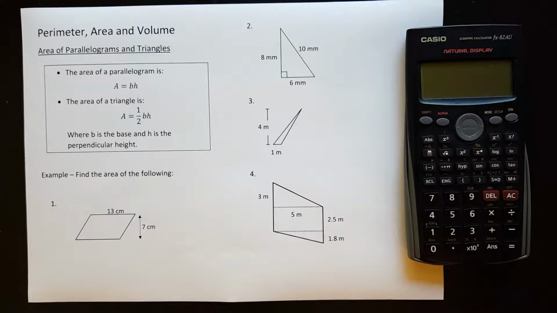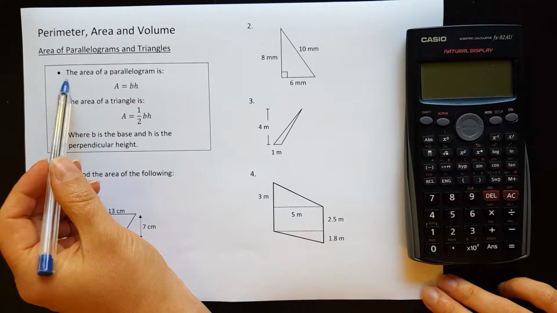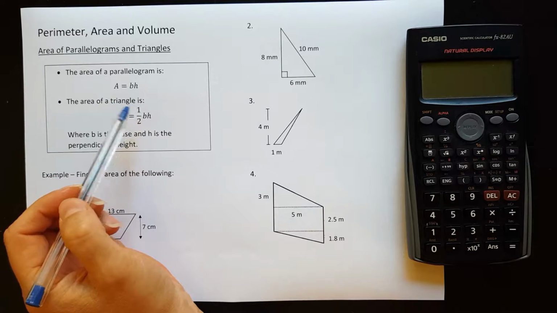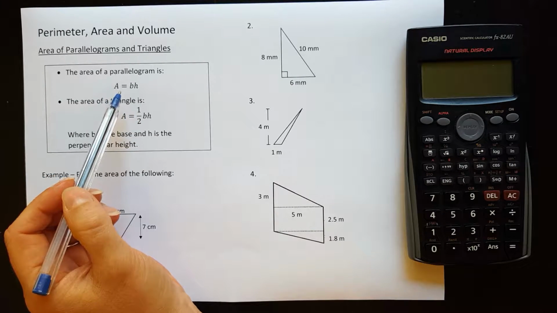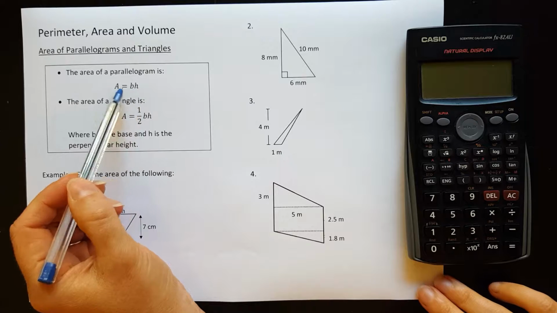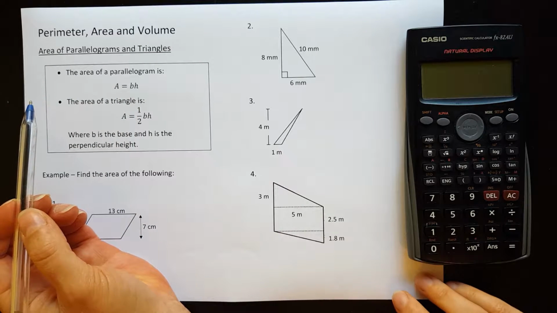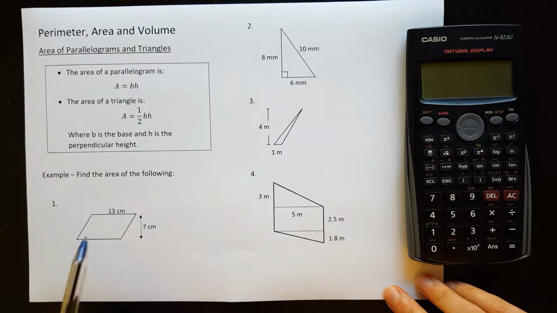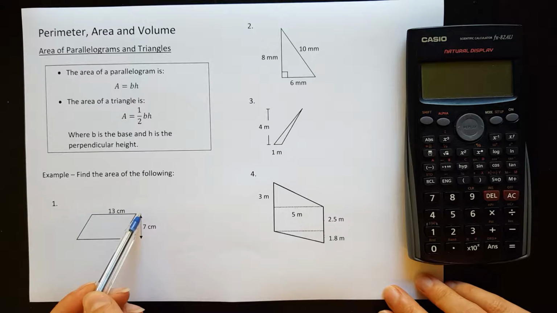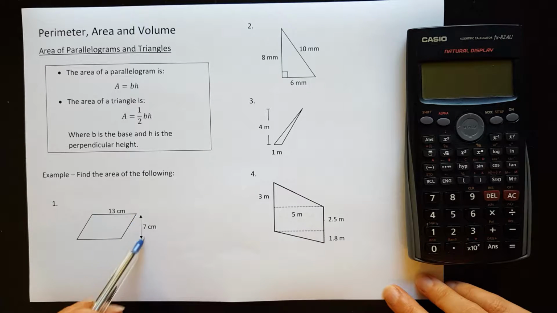Today we're doing perimeter, area and volume, and we're going to look at the area of parallelograms and triangles. So the area of a parallelogram is actually exactly the same as the area of a rectangle. The formula is A is equal to BH, just like the rectangle. It's just that the base of the parallelogram needs to be perpendicular to the height. Okay, so it can't be the sloping side of the parallelogram, it has to be at right angles to it.